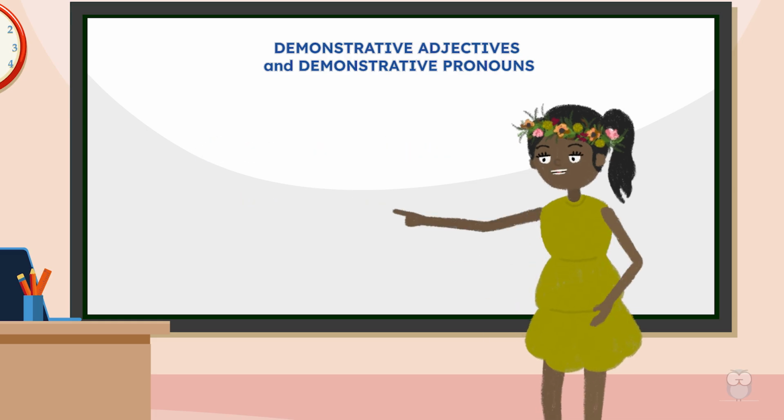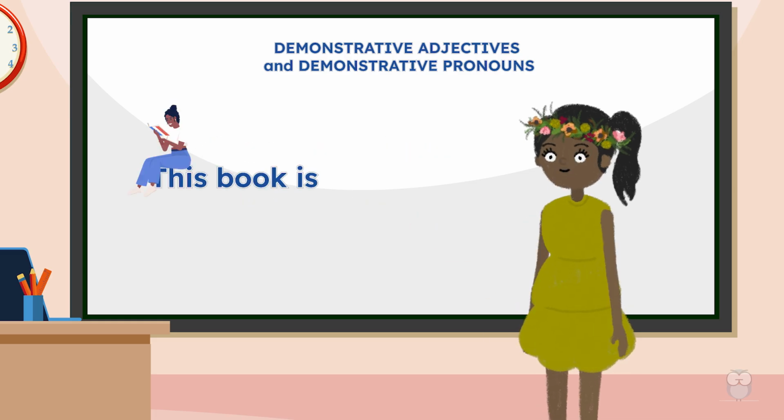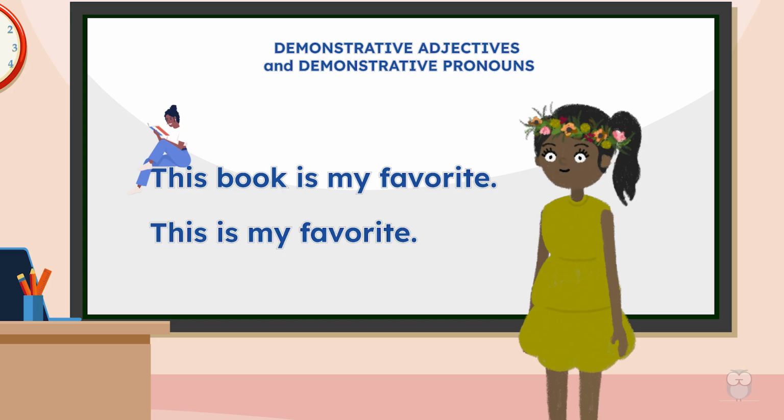So here are two sentences. This book is my favorite. And this is my favorite. In the first sentence, this is a demonstrative adjective. Why? Because it describes the noun book. It tells us which book we're talking about.